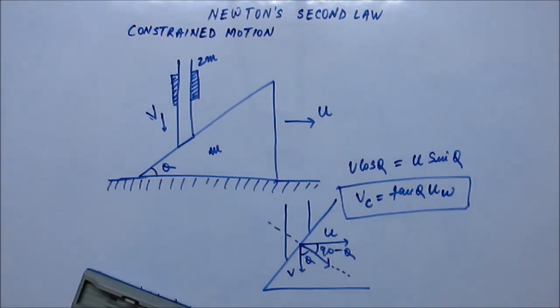This is your required relation from the concept that there shouldn't be any relative velocity between the column and the wedge on the line perpendicular to the plane of the wedge. Fine.